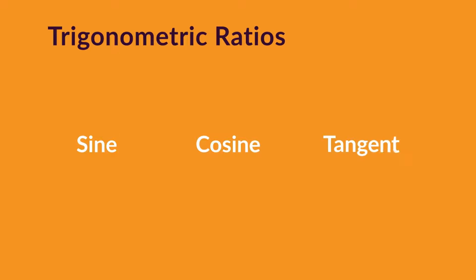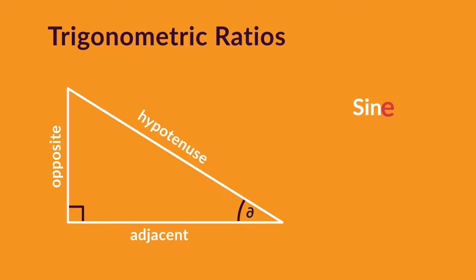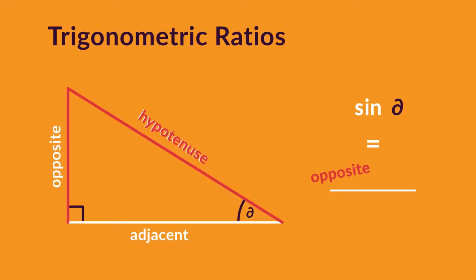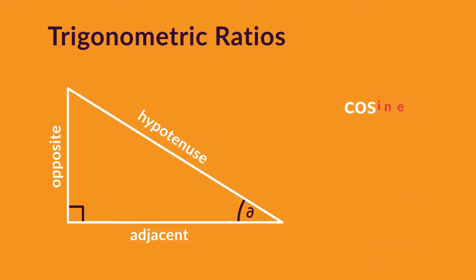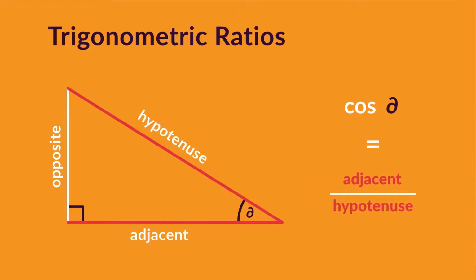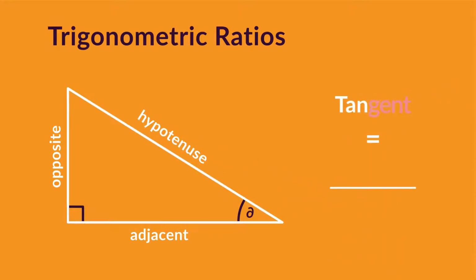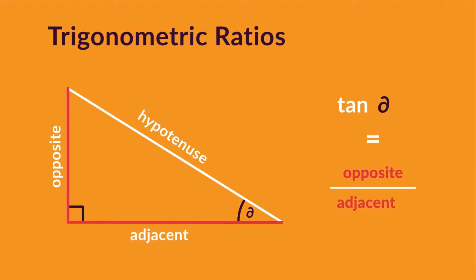There are three main functions in trigonometry: sine, cosine, and tangent, each of which we can use to express a particular ratio of a side of a right-angled triangle. Sine, written sin for short, is the ratio between the opposite side and the hypotenuse. Cosine, or cos, is the ratio between the adjacent side and the hypotenuse. And tangent, tan, the ratio between the opposite side and the adjacent side.